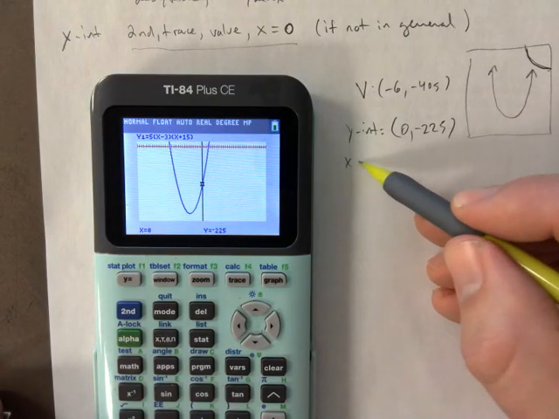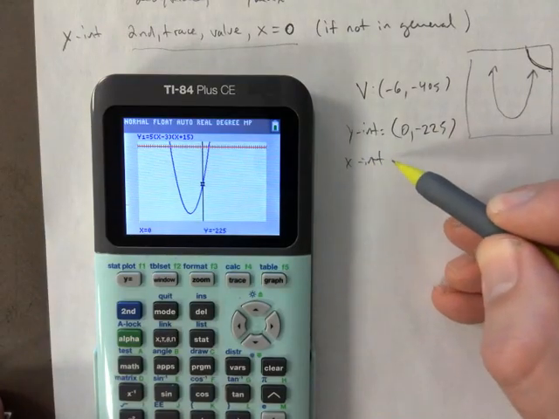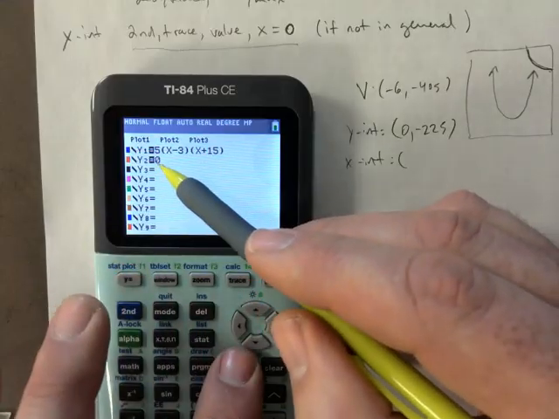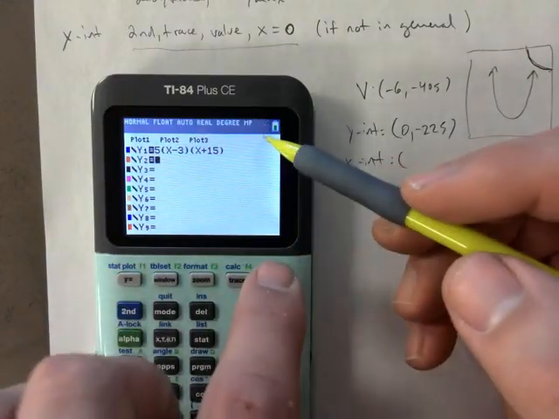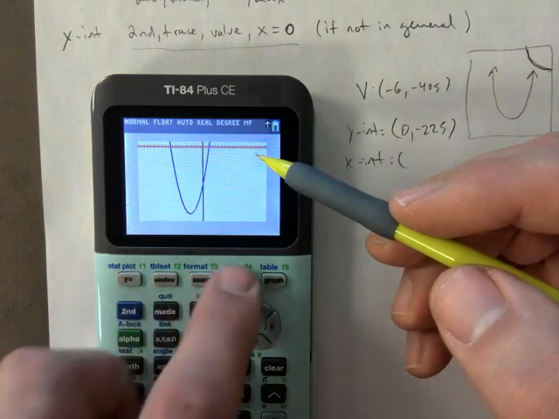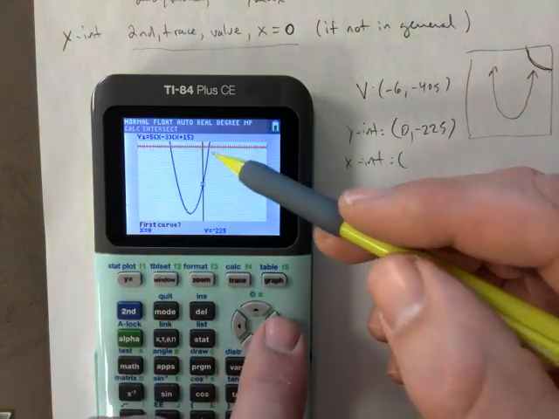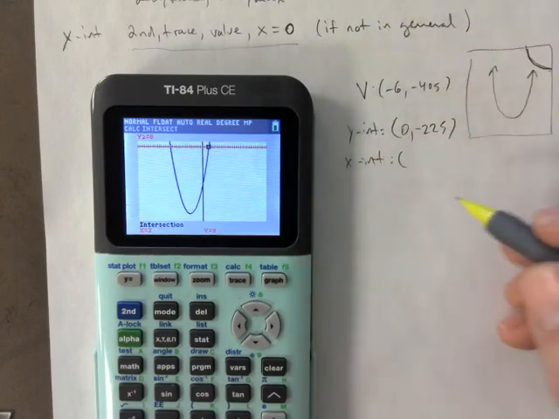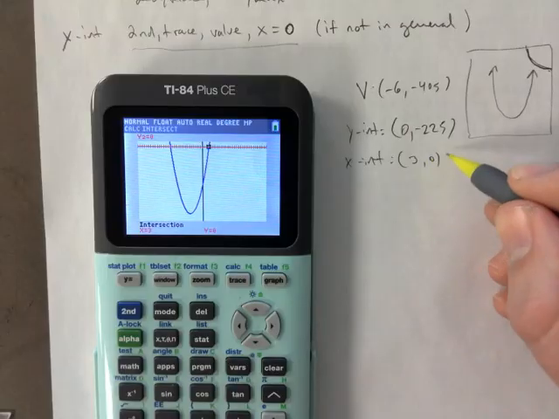And the x-intercepts, there are two. Okay, there are two, so I need to find them both. You go to y equals, you let y2 equal to 0, hit graph, second trace 5. I'm already close to this one, so I'm just going to stick with that one first. Enter, enter, enter. So that would be 3, 0.